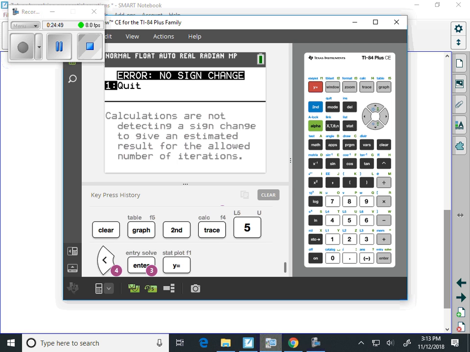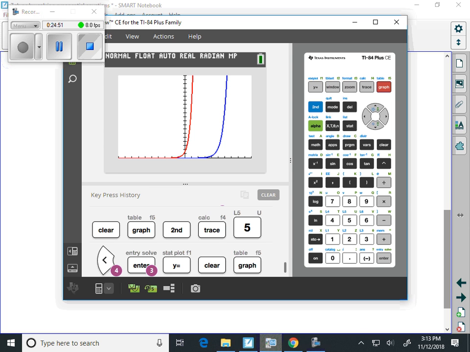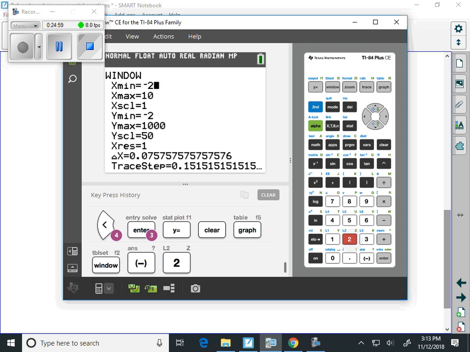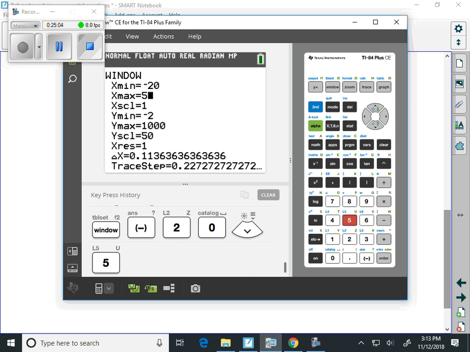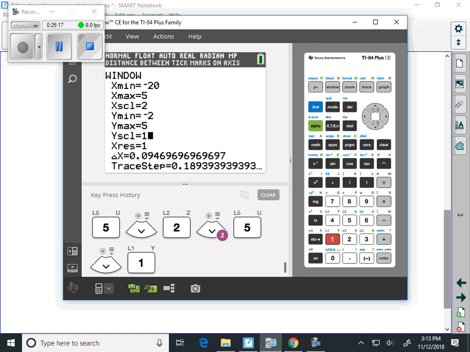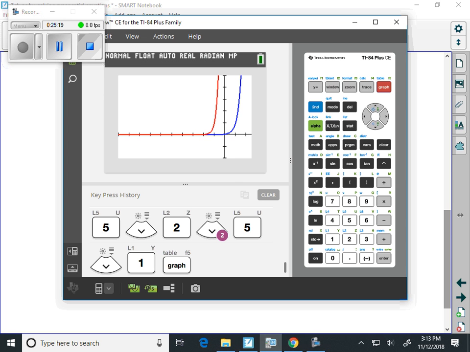Go back here to y equals, or clear out of there again. Go back to the graph. I had to change my window a little bit, and what I changed it to is negative 20. I had to play around with this a little bit to be able to get it to work. And then I put this in an increment of 2. And then my y values I did negative 2 to 5. Left my scale as 1. So here's our picture there, so we can see it a little bit better. And then keep my fingers crossed.